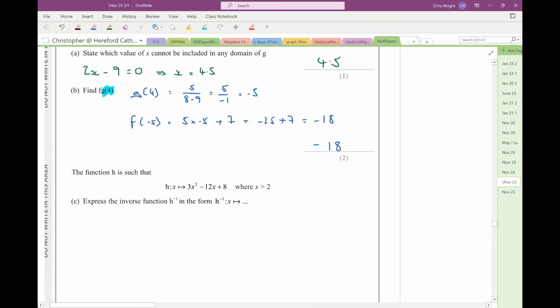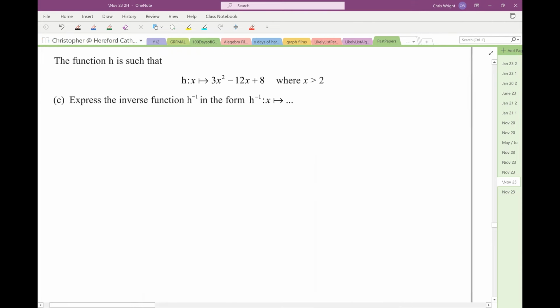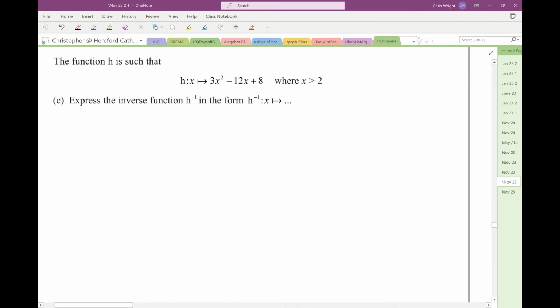Right, the function h is such that, as written there, the function h, where x is greater than 2. We're going to need that later. Express the inverse function in the form. Right, so I always do this the same way.